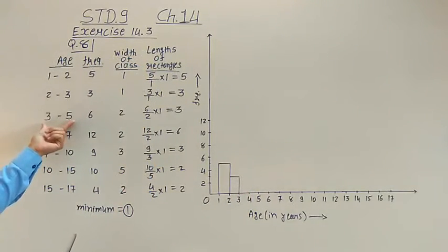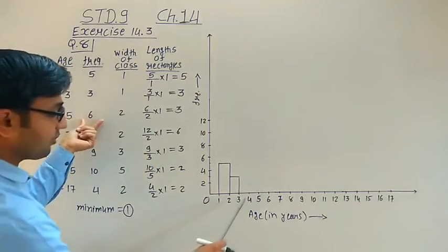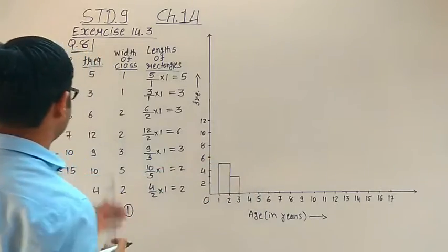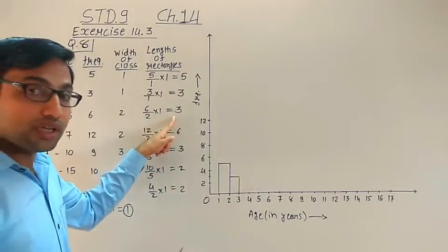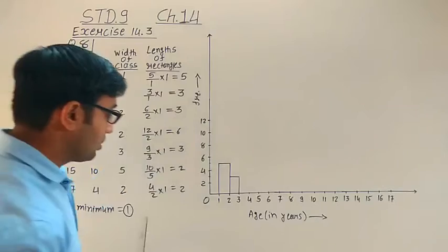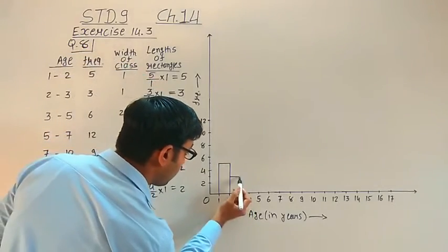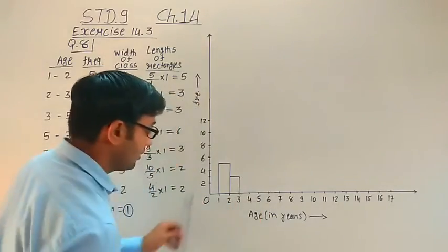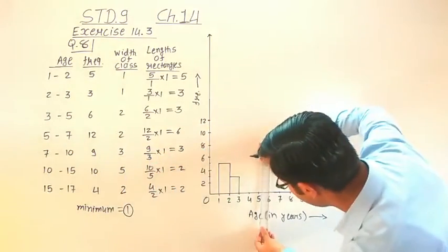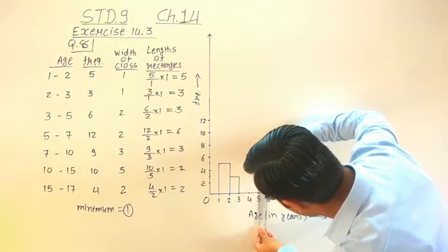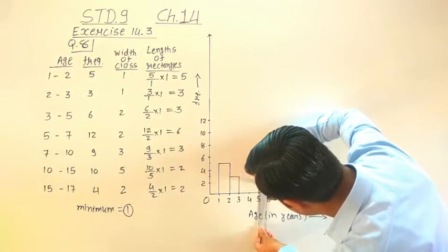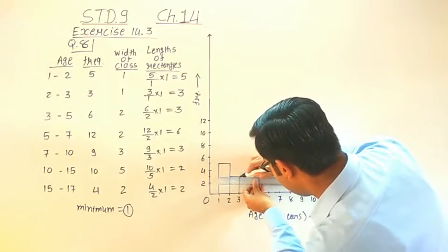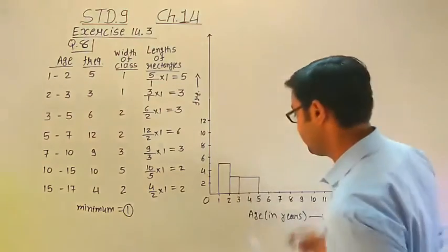Now for 3 to 5, here we do not have to consider frequency 6. Do not draw the histogram up to 6. We have to take the height only as 3. So 3 means up to here only. But the class interval is 3 to 5, so 3 to 5 is here. From this point to this point we draw the bar, but the height remains 3, that is this much.